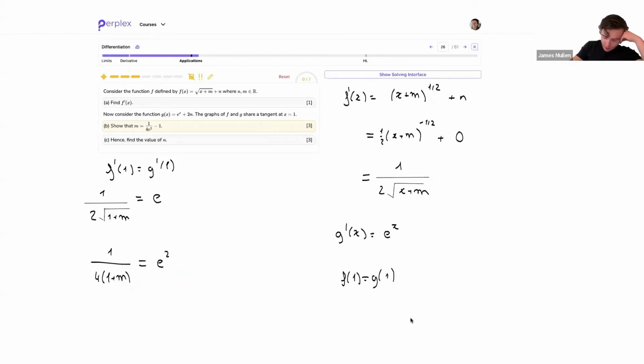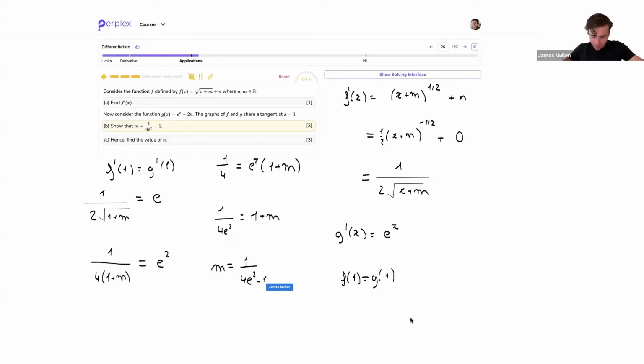And now what I have to do is multiply both sides by 1 plus m. And I'm going to get 1 over 4 is equal to e squared times 1 plus m. Now I can divide both sides by e squared, and I'm going to get 1 over 4 e squared is equal to 1 plus m. And that leads me to the answer m is equal to 1 over 4 e squared minus 1. Okay? So that is the working to show part B.